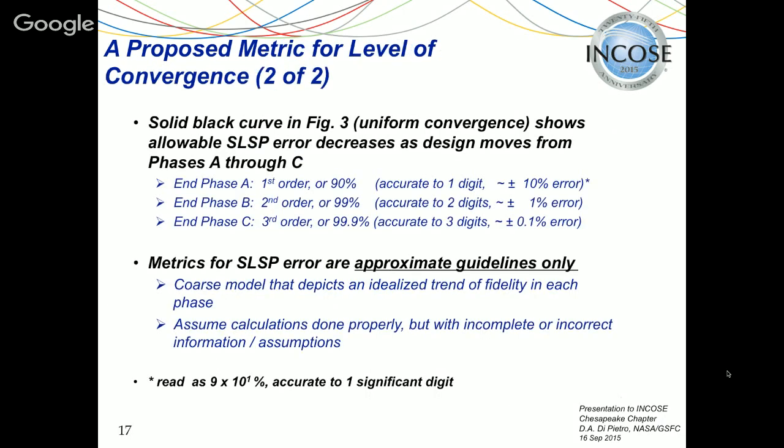Okay, so again, at the end of phase A, your design is first order converged, or converged to 90%. Read that as 9 times 10 to the 1, or accurate to 1 significant digit, plus or minus 10% error. By the time you get to phase C, you're third order converged, or 99.9% converged, and accurate to 3 digits, or plus or minus 0.1% error. Now, these are approximate guidelines only. It's a coarse model that depicts an idealized trend of fidelity in each phase, and it assumes that the calculations are done properly, but simply with either incomplete or incorrect information.